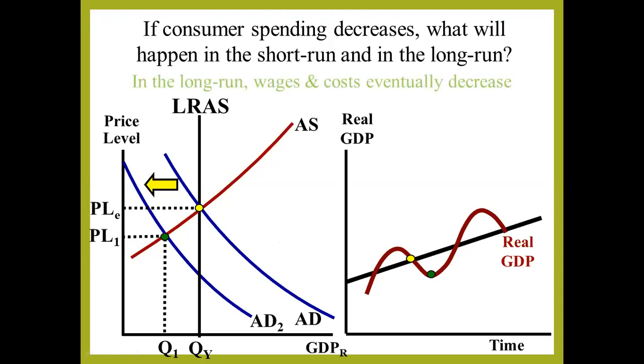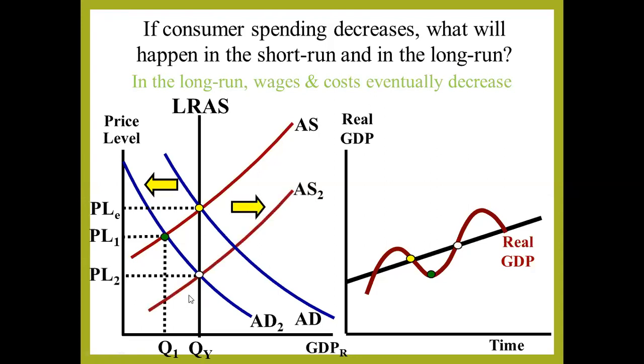Wages, costs eventually go down. How might wages go down? How might costs go down? If there's less consumer spending, I said this a few minutes ago, if there's less consumer spending, businesses start to lay people off. If they're laying people off, they're not paying as much. They can use that to start, kind of producing a little bit more.